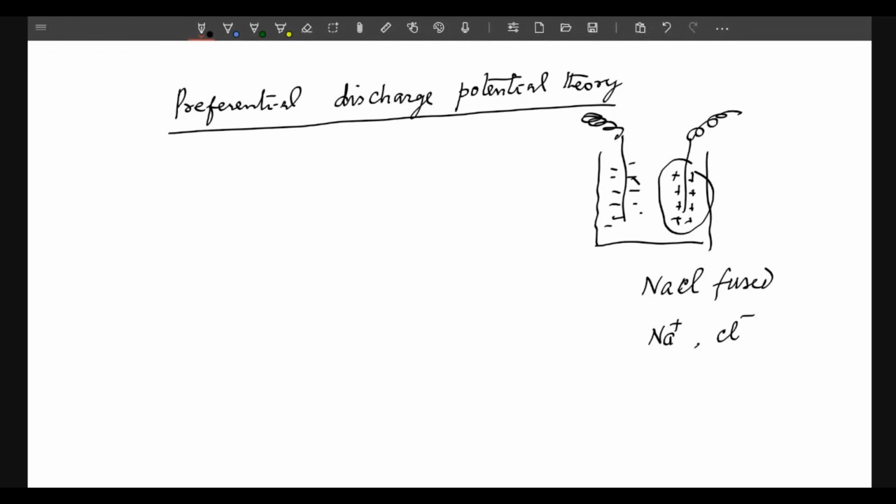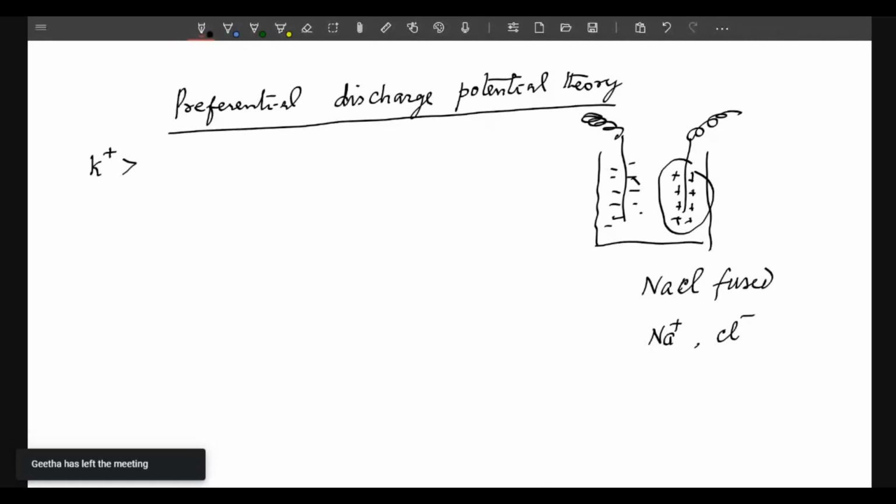Lower negative reduction potential would undergo discharge. Or you can make use of the oxidation potential we have studied, or you can make use of the series I am going to give now. For the cations, this is the discharge potential order. What is present at the topmost of the oxidation potential series will be the least discharged, that is, it has a high discharge potential.